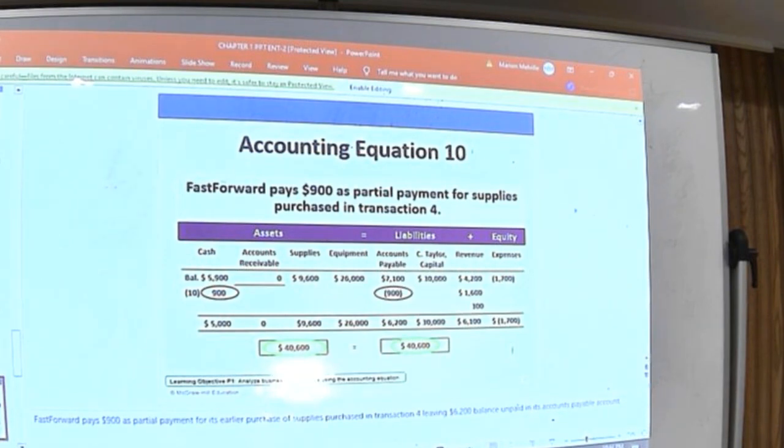Now we've got 40,600 on the left-hand side of the equation, 40,600 on the right-hand side of the equation. Everything's okay because our accounting equation remains in balance.